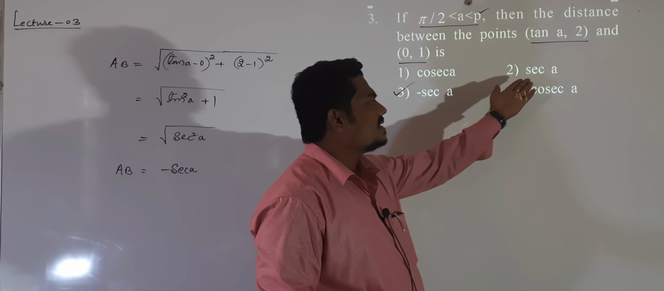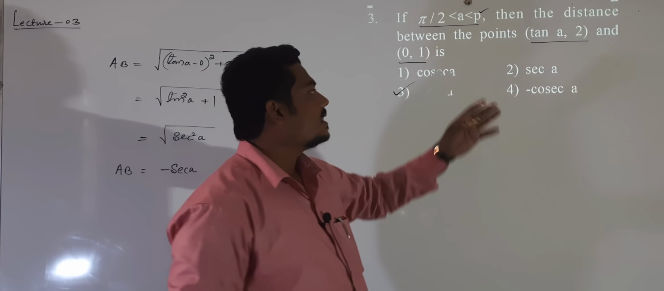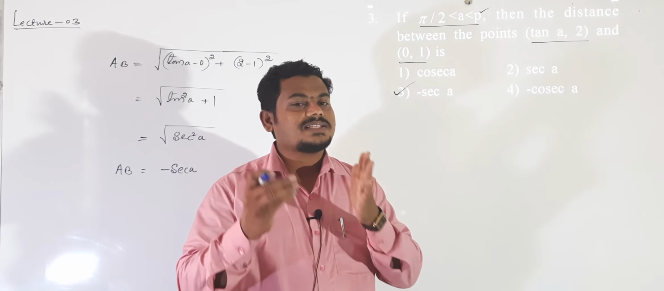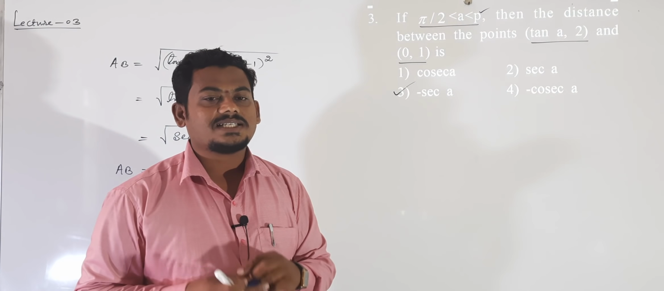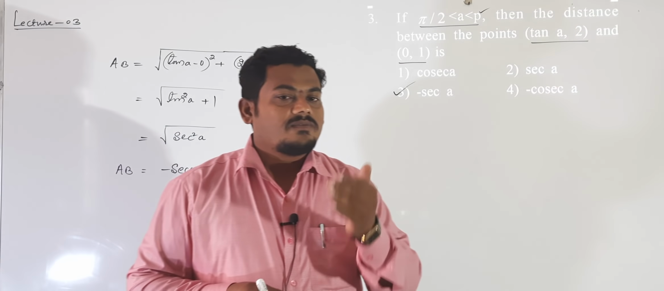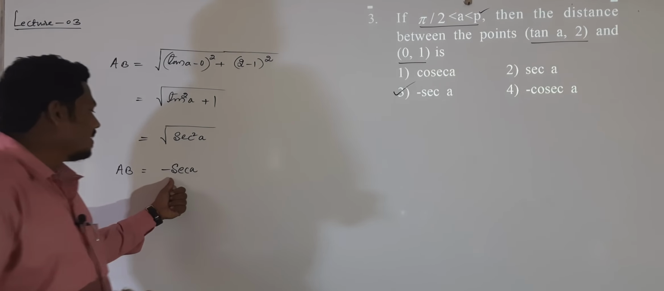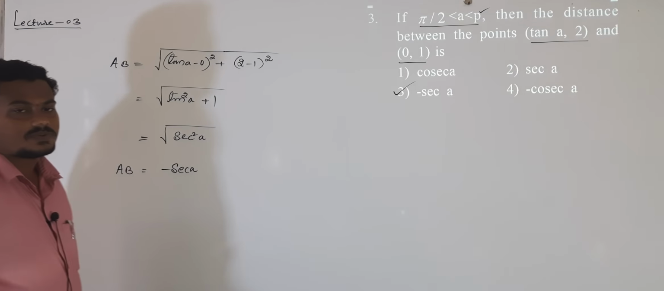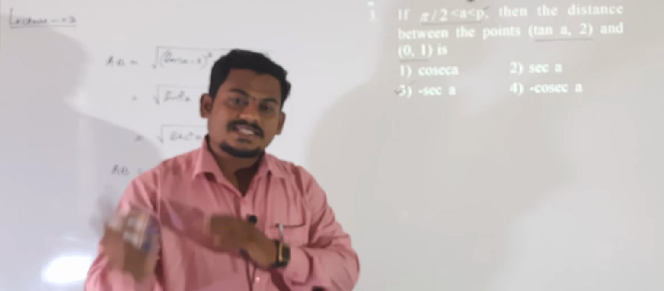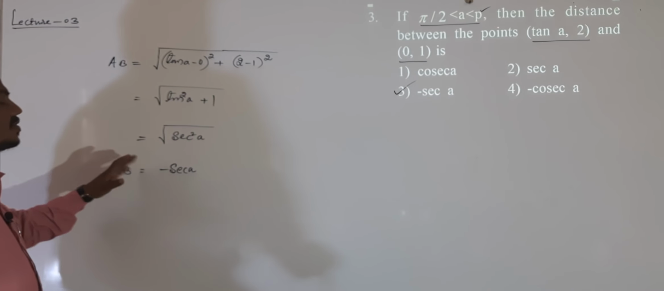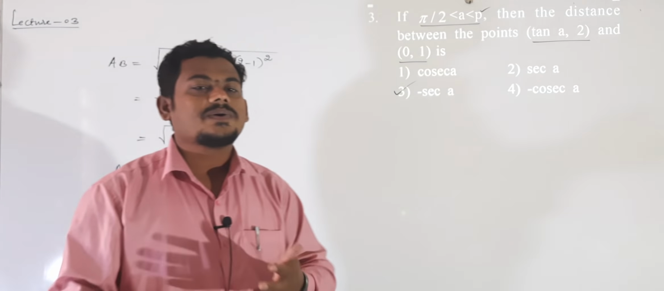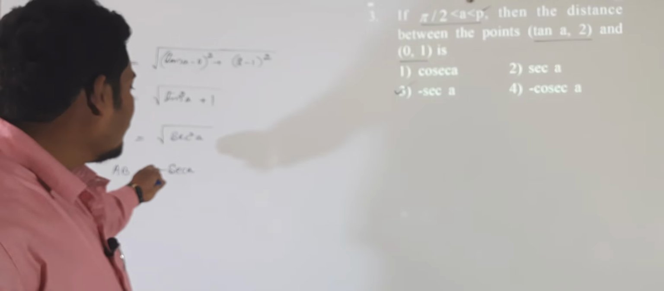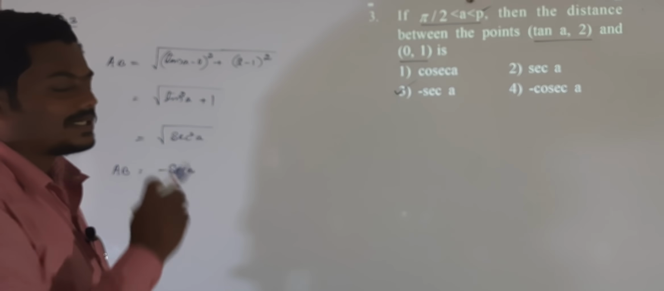Suppose no restriction is given, then secant A. Here some restriction is given for the angle. The angle is in the second quadrant, which means usually secant is negative, but distance should not be negative, no? For that reason consider the negative sign. If you consider minus secant A, then only this AB distance is positive, otherwise you get a negative value, which is meaningless, because distance should not be negative, right? For that reason minus secant A. The third option is the correct answer.